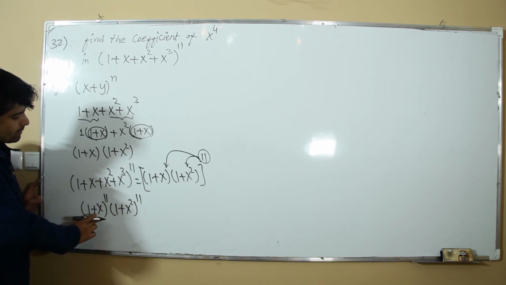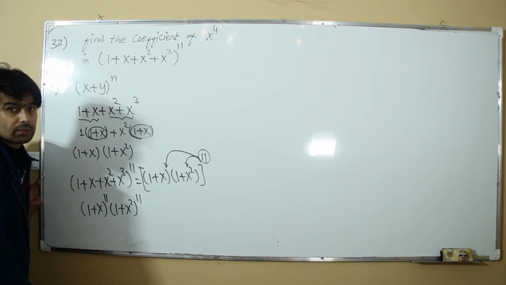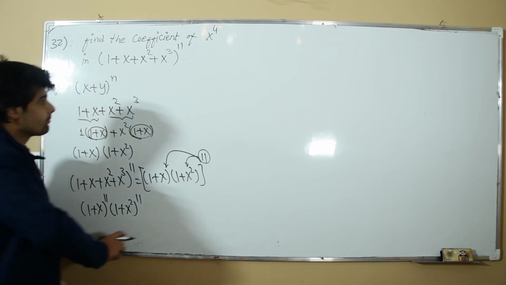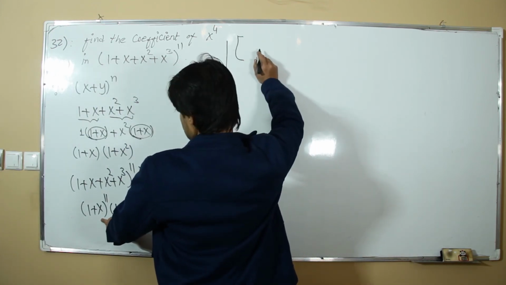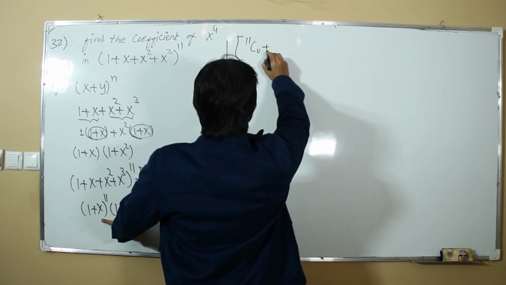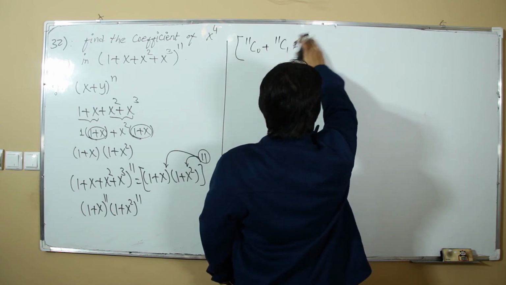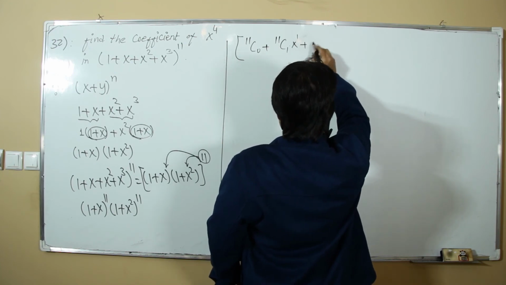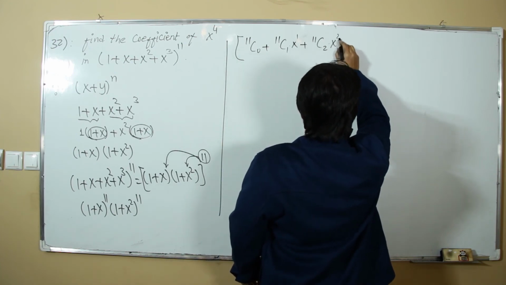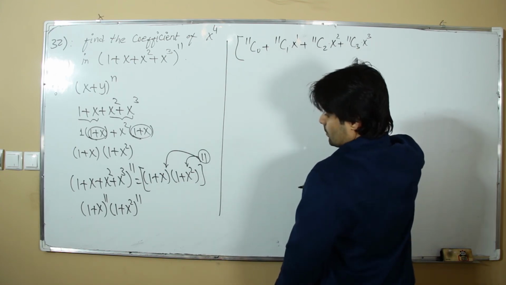Now if you are able to find the result of this multiplication, you would be able to find the x to the power 4 coefficient. Now if we want to talk about the first one, what is the expansion for this one? It is 11c0 plus 11c1 x to the power 1, 11c2 x to the power 2, 11c3 x to the power 3, am I right?